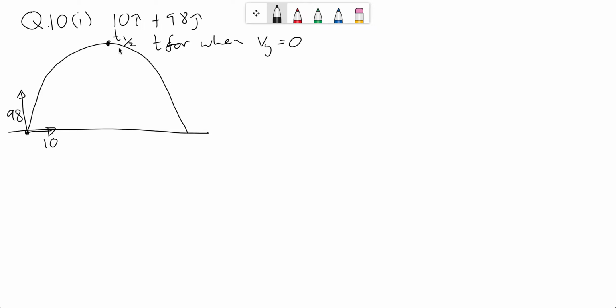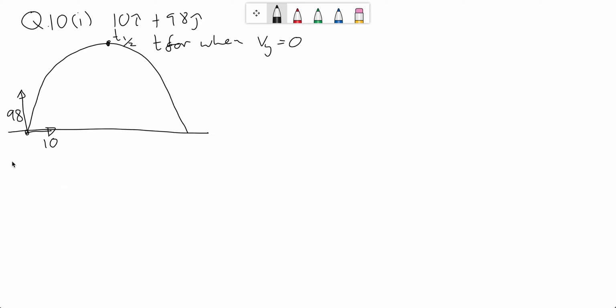So if you get the time when the velocity y is 0, because obviously this thing is firing up and it stops and then comes back down. It just happens to also have a horizontal velocity of 10, which means that it goes in this shape. Otherwise it would just go straight up and down.